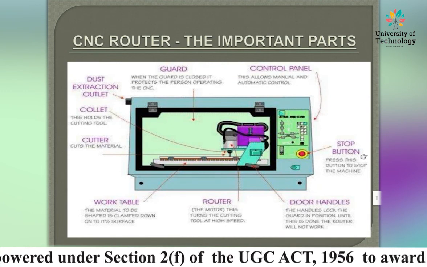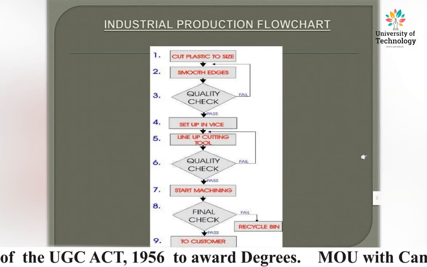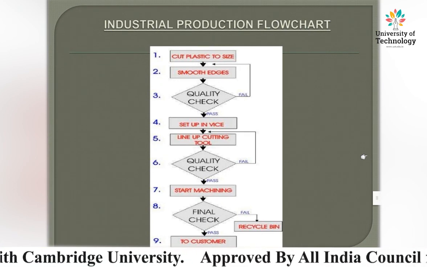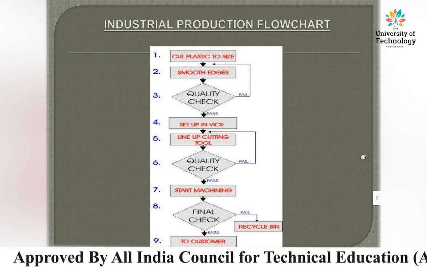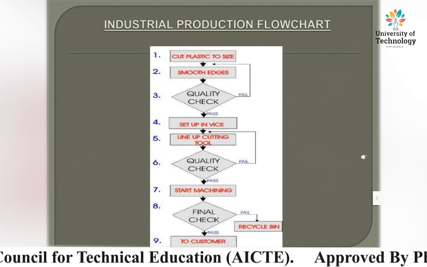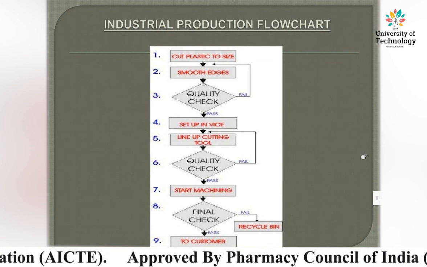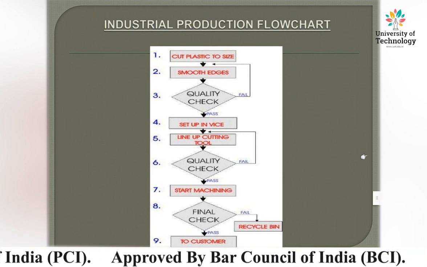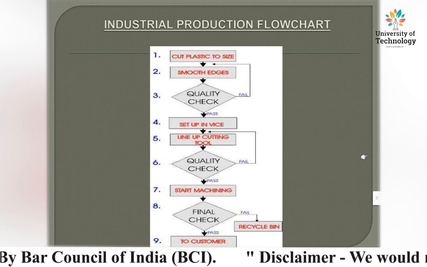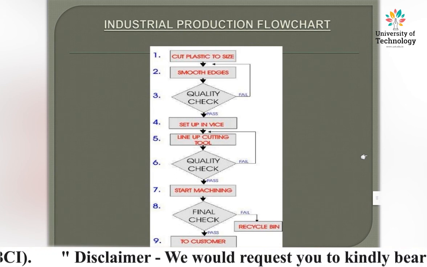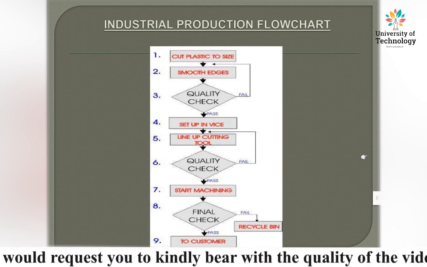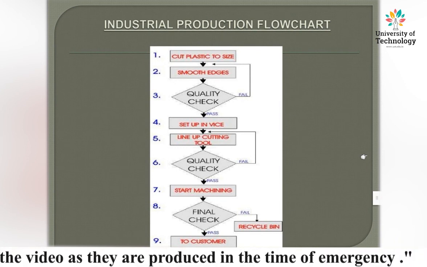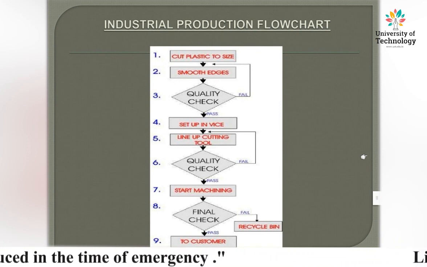The parts of the CNC machines and the industry production flow chart, for example, the basic steps of the production of a particular component. The first one, cut plastic to size, second, smooth edges, third, quick check and then pass, fourth, set up invoice, fifth, line up cutting tool, sixth, quick check again and pass, seventh, start machining, and the final check and again pass, and supply to the customer.